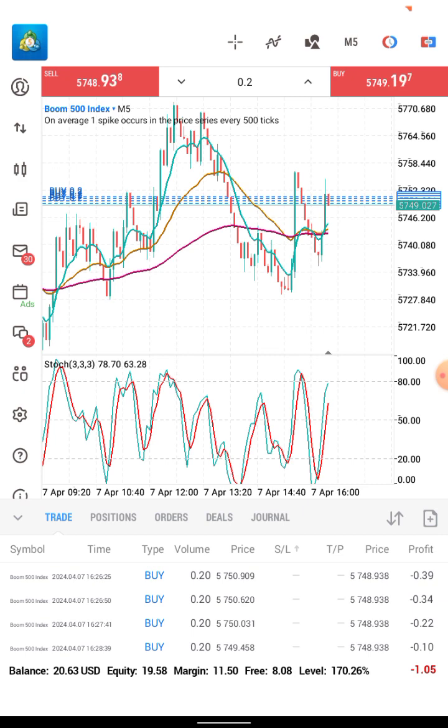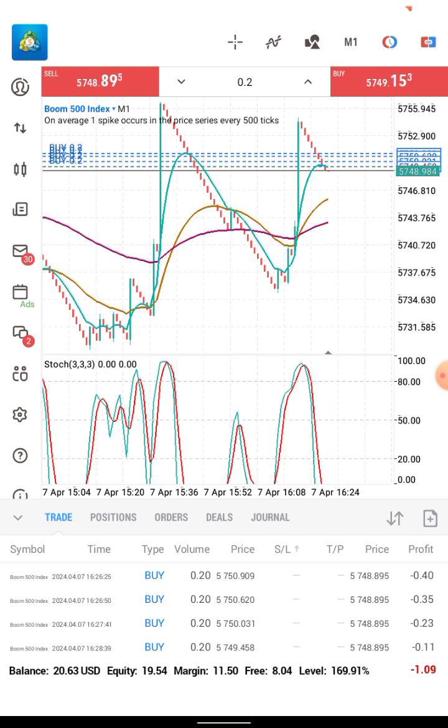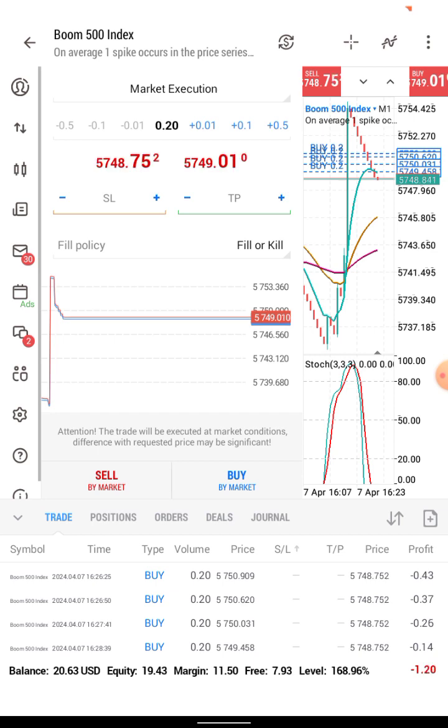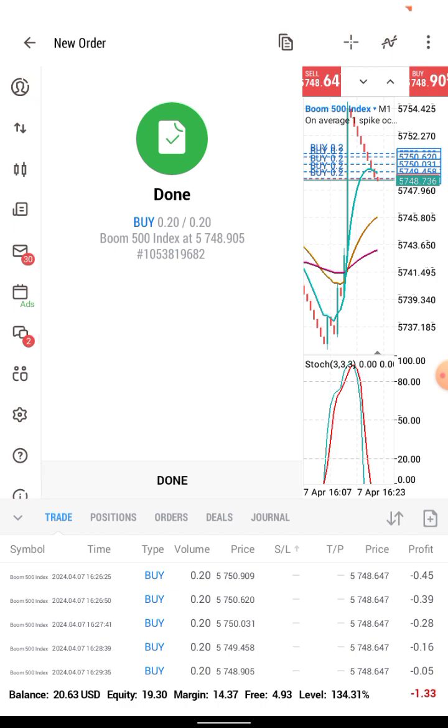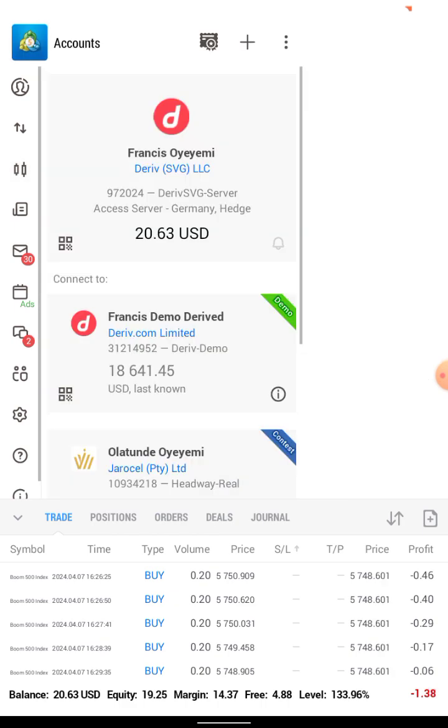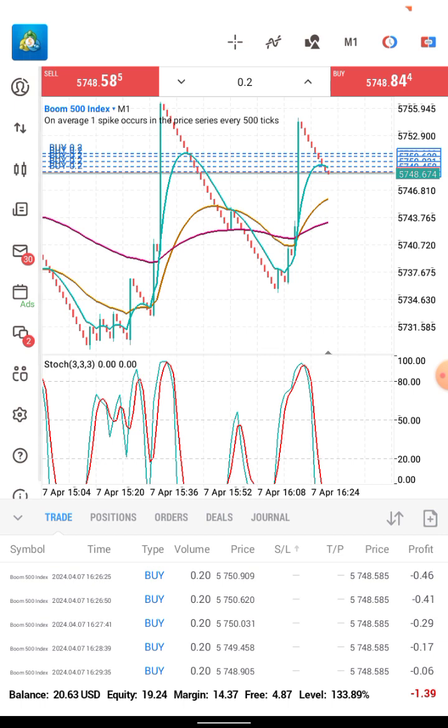So this is our last candle. Let it form a little bit and I'm going to enter one more. Okay, nothing. Okay, let me enter now. So this is our last candle. We're still losing less than $2.